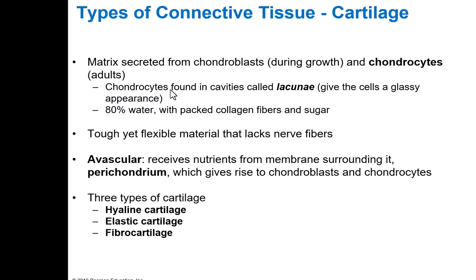Chondrocytes, and there will be chondroblasts as well. The chondroblasts are secreting the extracellular matrix. When those cells become mature and now serve more of a maintenance purpose, they're called chondrocytes. But another thing that is indicative of cartilage is that these chondrocytes are found within these cavities called lacunae. They almost look like little membrane-bound spaces called lacunae.